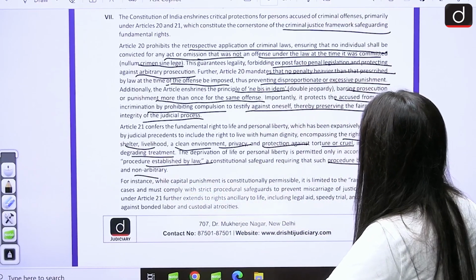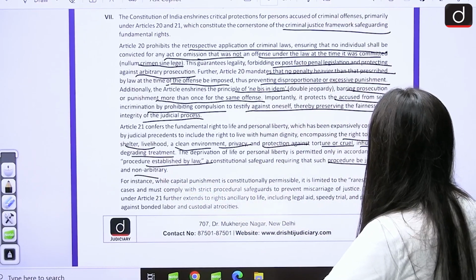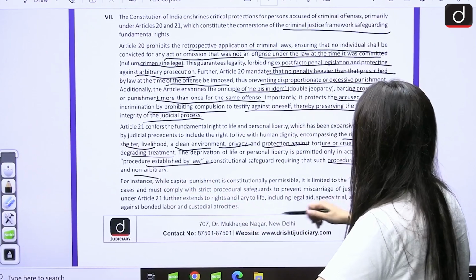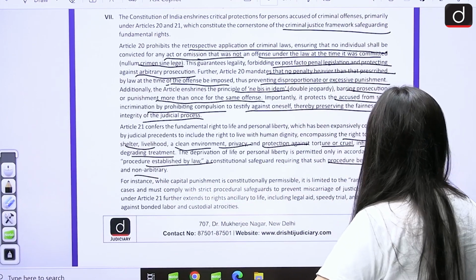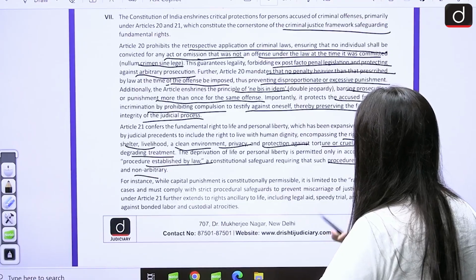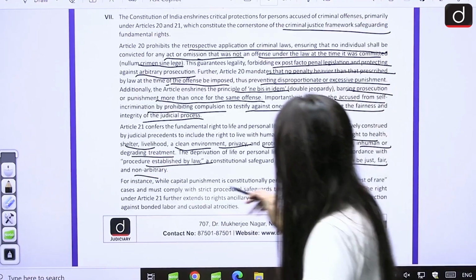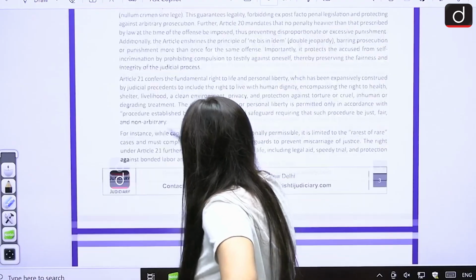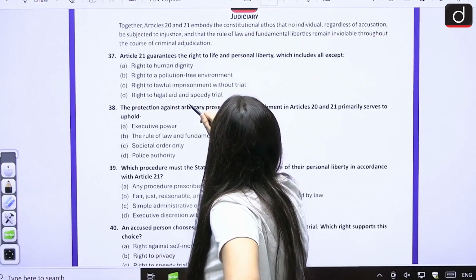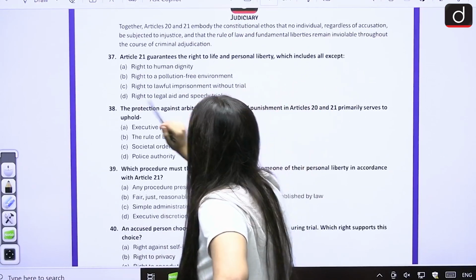For instance, while capital punishment is constitutionally permissible, it is limited to the rarest of the rare cases, and must comply with strict procedural safeguards to prevent miscarriage of justice, right to Article further, okay, fine. Bonded labor, custodial atrocities. Together embody the constitutional ethos that no one.